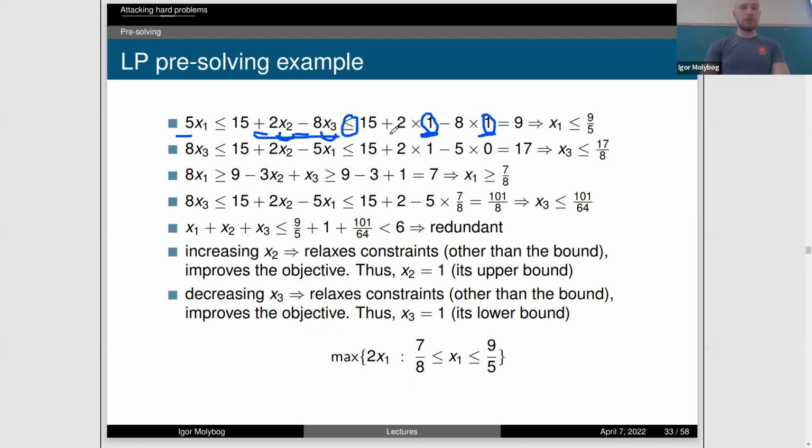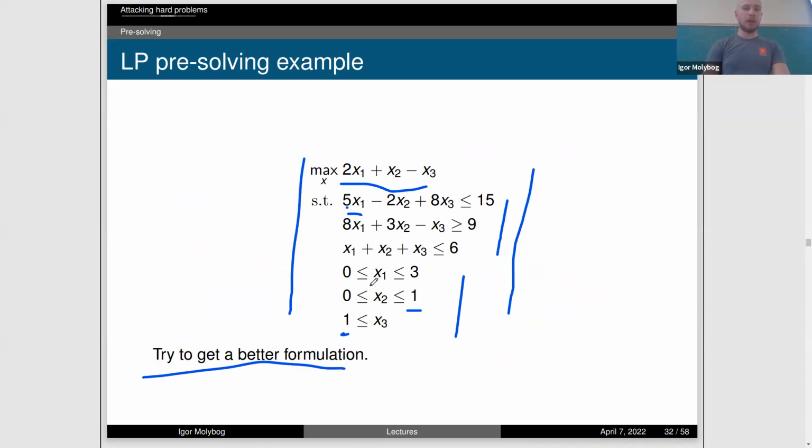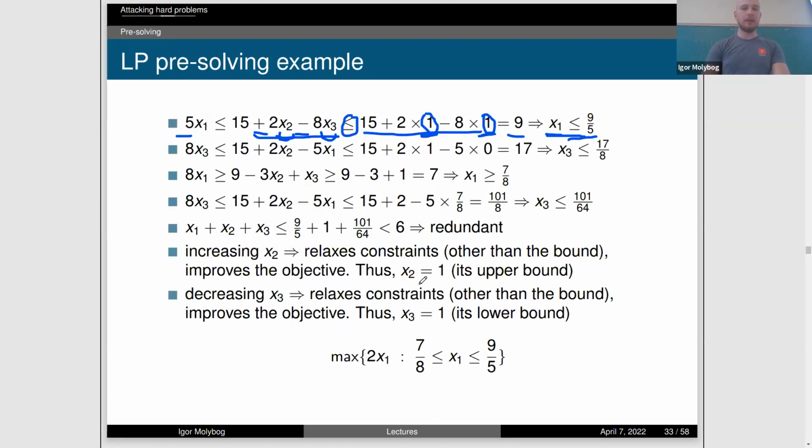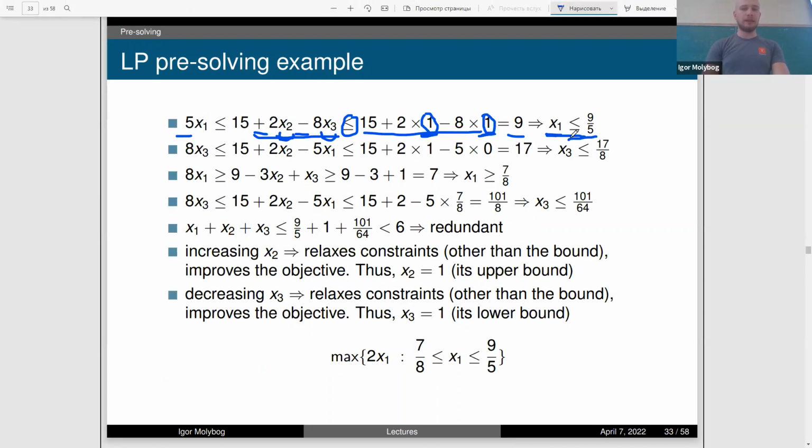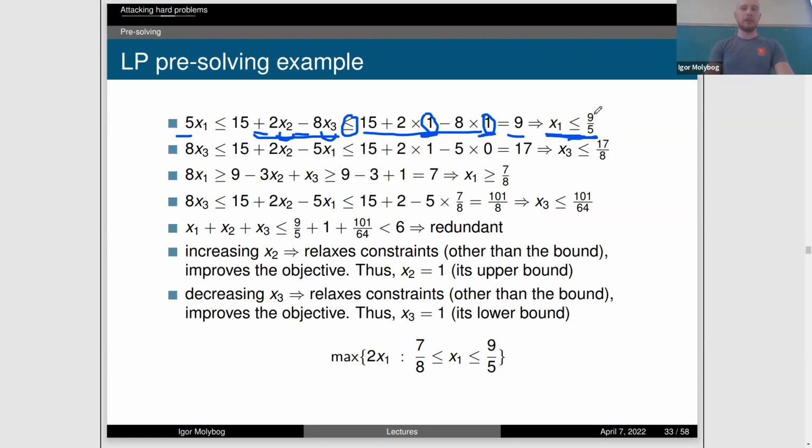So after we substitute this, we get the value of 9, and therefore x1 is less than or equal than 9/5. So this is a new bound. Before we had x1 being less than or equal than 3. Now we realize that it's actually a better bound.